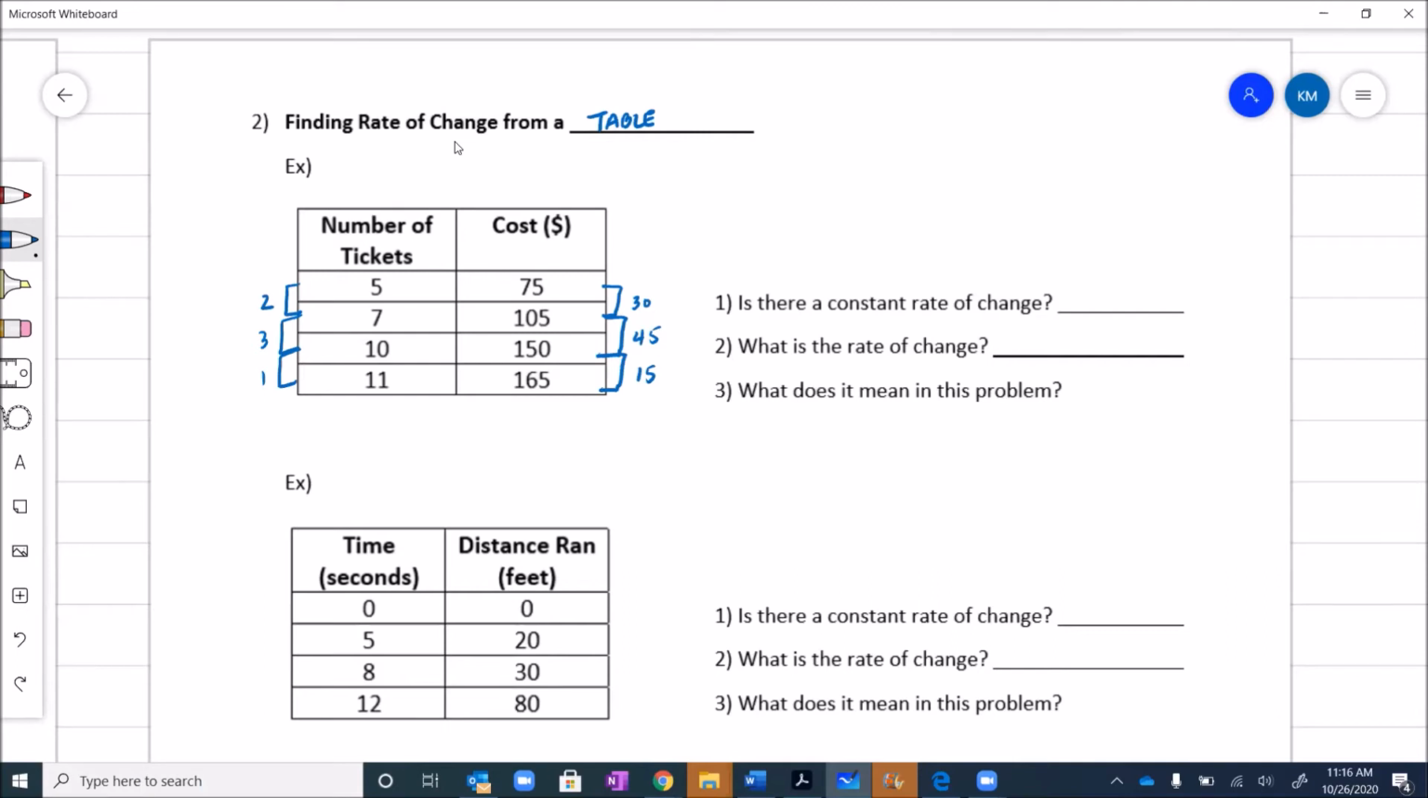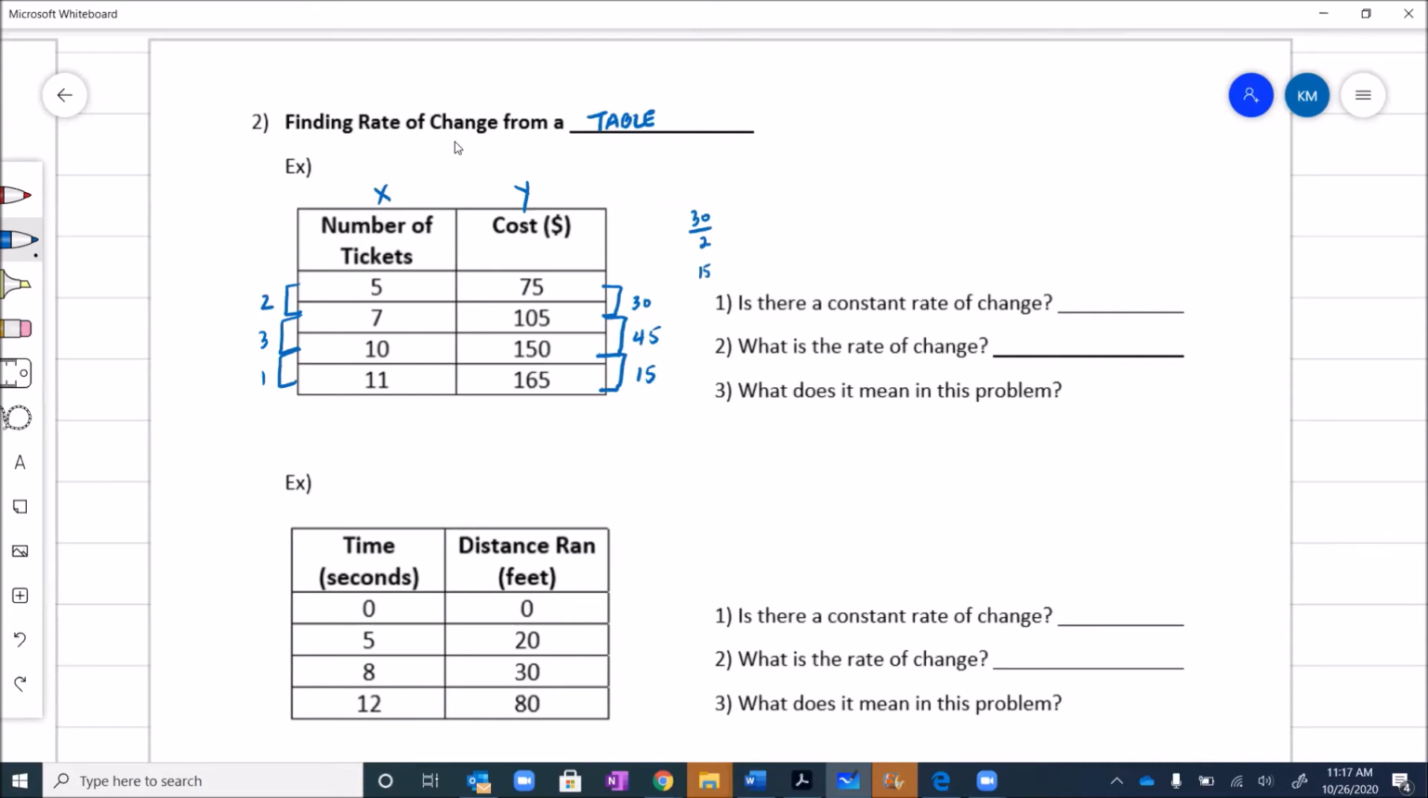Okay, so remember that our rate of change is the change of y over the change of x. This is x, this is y. As we look at this, we don't want to look at just this column or this column. We want to say, how does the change in y compare to the change in x? Our y changed 30, our x was 2. That simplifies to give us 15.